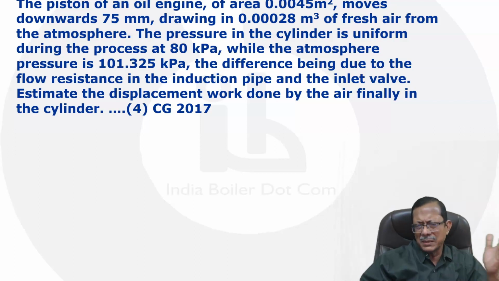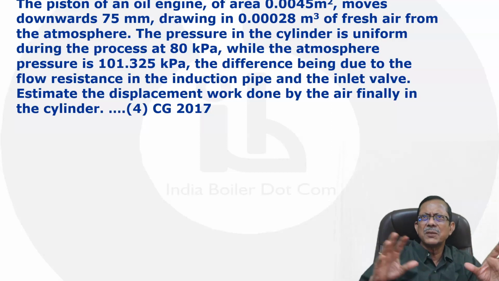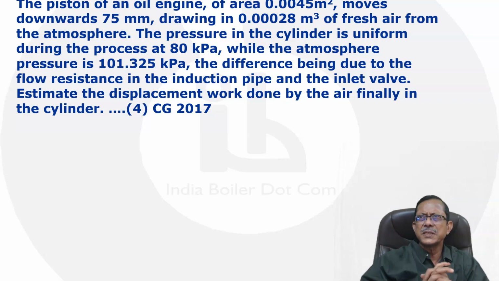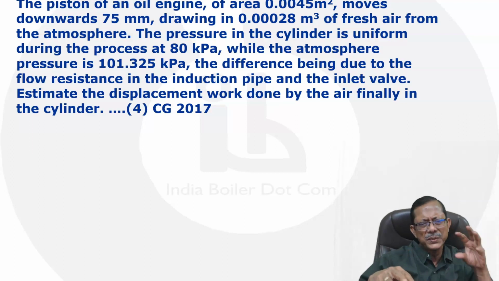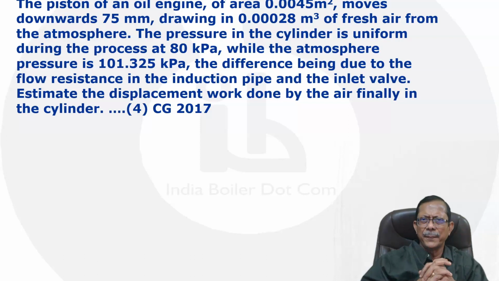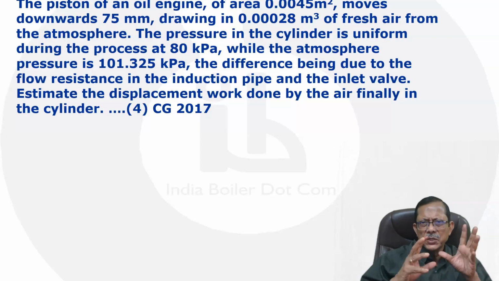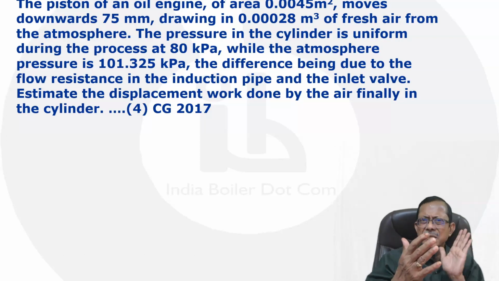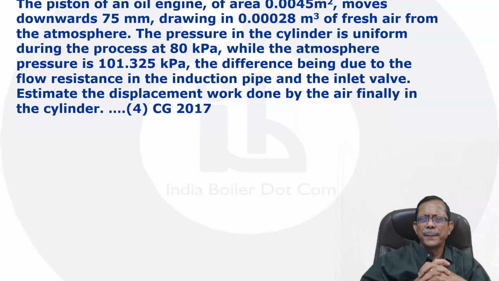Now same way, if I just look at this question. This question has come in Chhattisgarh, right? And they are telling you there's a piston of an engine which has an area of 0.0045 meters square. That is the cross-sectional area. It moves downwards 75 millimeters. So the piston is moving 75 millimeters. It is displacing some amount of air. And whenever it is doing that against a pressure, some work is done by the engine, right?